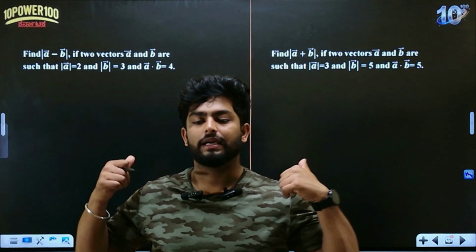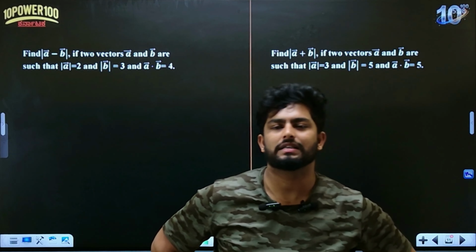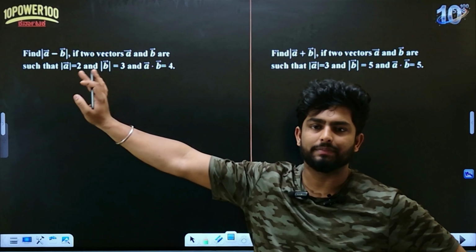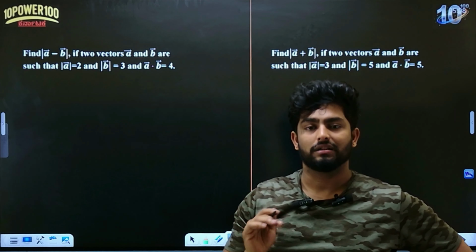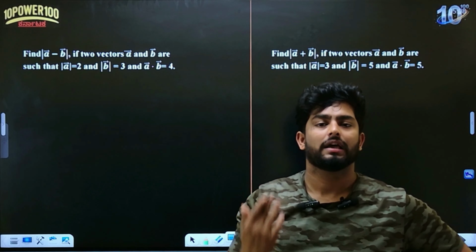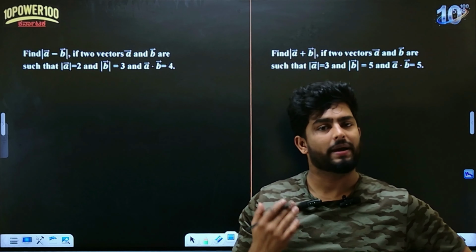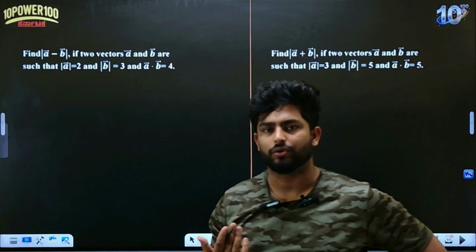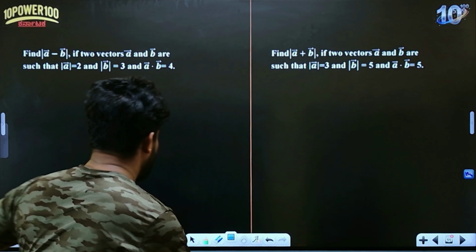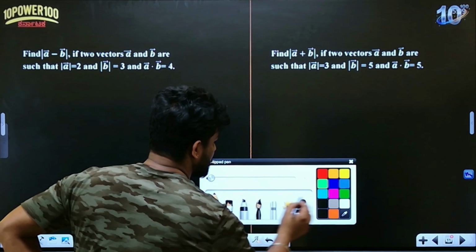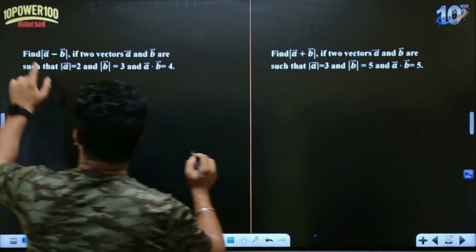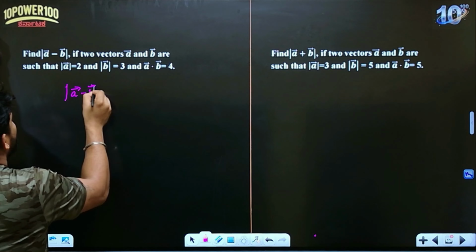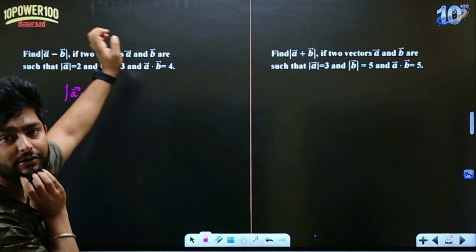Next, when sums like this come, you don't have much practice, and your textbook also doesn't have many questions. When such a sum comes, it is very simple: use the identities of your algebra. What is a minus b the whole square? A minus b the whole square is a square plus b square minus 2ab, and a plus b the whole square is a square plus b square plus 2ab. That's it, very simple. In this condition, they're asking us to find the mod of a minus b. Look at this. Mod is the magnitude of a minus b.